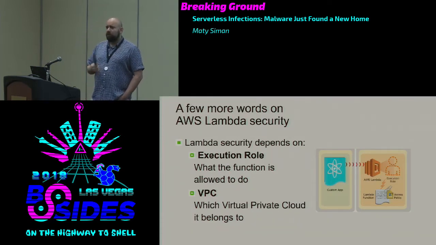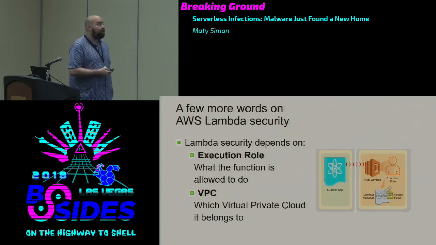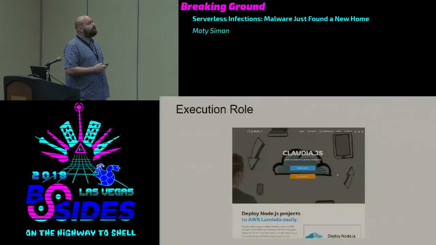I want to talk about two important terms in it. There is the execution role and VPC. Execution role is actually what the function is allowed to do, while VPC, virtual private cloud, means which virtual private cloud it belongs to, which means who or where it can send the information from inside this VPC. So let's talk about execution role first.